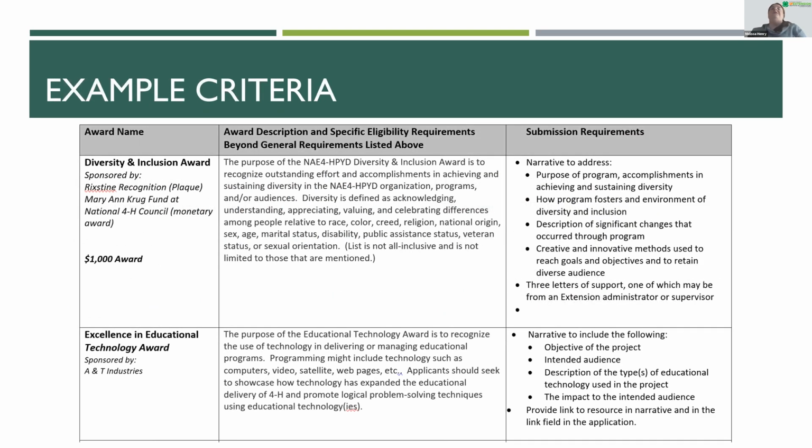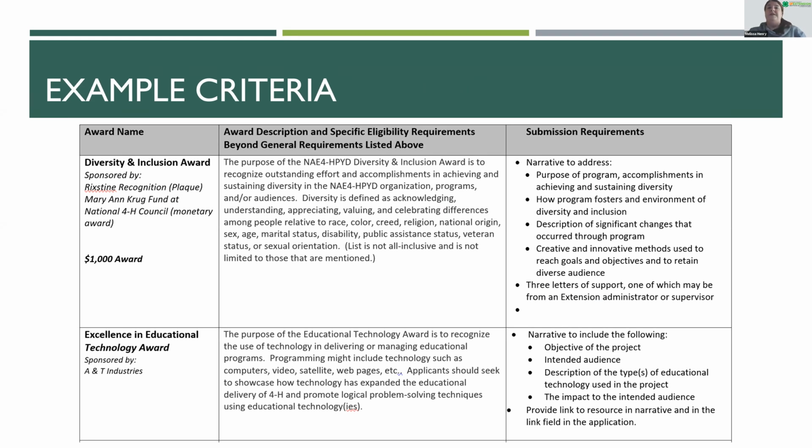Once again, if you click on the criteria for the specialty awards, you're going to see a chart that lists the award's name, the requirements, and the submission requirements. And I pulled just a piece of this to show you an example. So here we have the Diversity and Inclusion Award. It shows who the sponsor is, and this one is an award with a prize money. So note that as well.